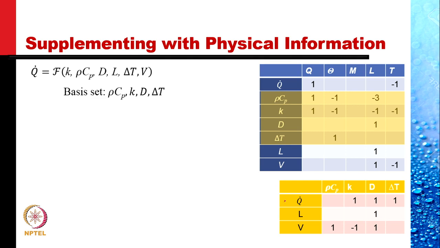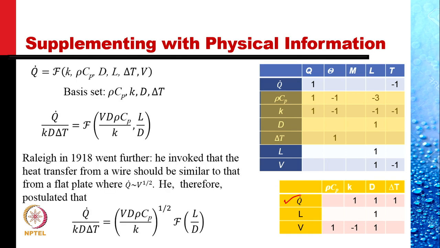And from this, we get a dependent non-dimensional parameter Q dot divided by K D delta T. That is, we get Q dot divided by K D delta T as a function of V D rho Cp by K and L by D. Rayleigh in 1918 went further. He invoked that the heat transfer from the wire should be similar to that from a flat plate, where Q dot varies like under root velocity. He therefore postulated that wherever the velocity occurs, it should be to the power 1/2. So that he was able to write this, again based on additional physical information.